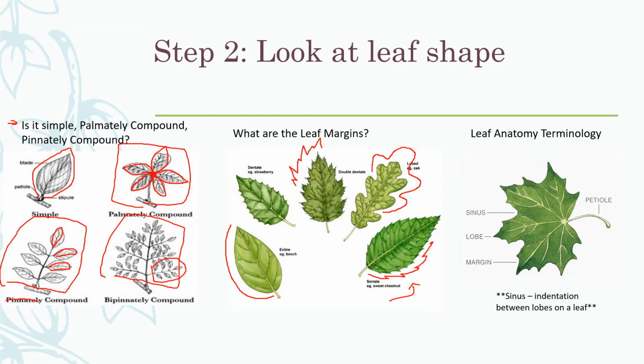All right, and within the leaf itself, there are several vocab terms that I would like you to familiarize yourself with. Again, margin is basically talking about, is it smooth and entire, or does it have teeth on it? The lobe is the part of the leaf that sticks out, and the sinus is the part of the leaf that is removed, right? So the sinus is the part of the leaf that has a deep gouge in it.